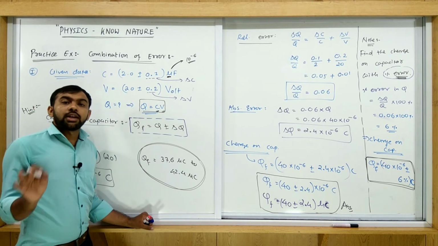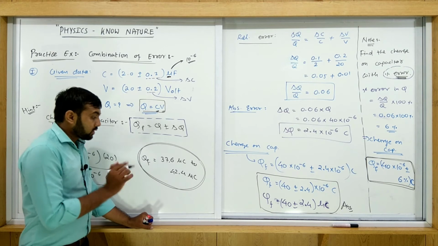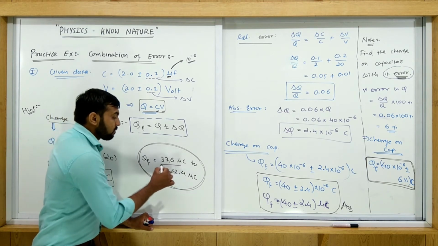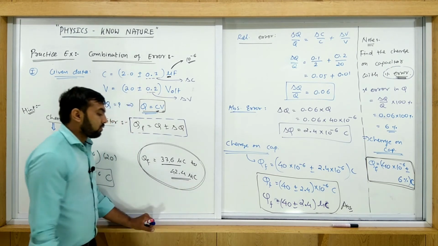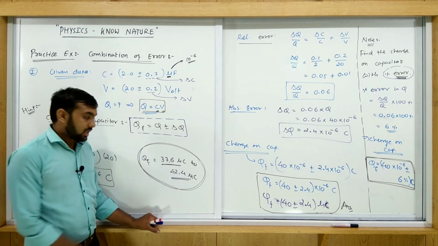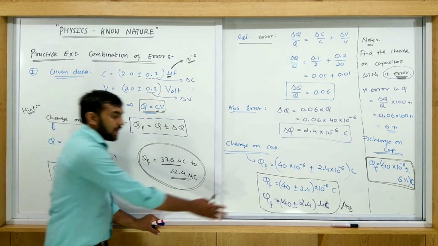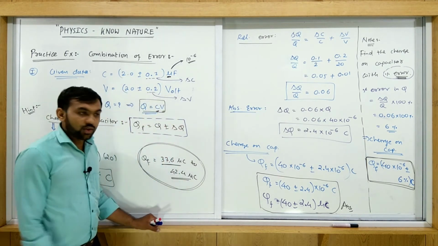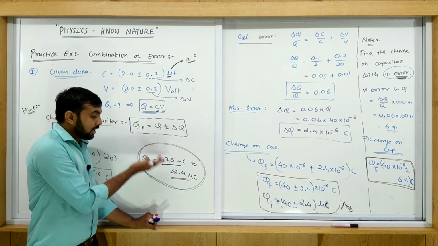During the experiment, whatever value of Q you get, this value varies from 37.6 microcoulomb to 42.4 microcoulomb. Do you understand? This is the meaning of this value, whatever you write here, Q final. So this is the meaning. This value varies from this value to this value.